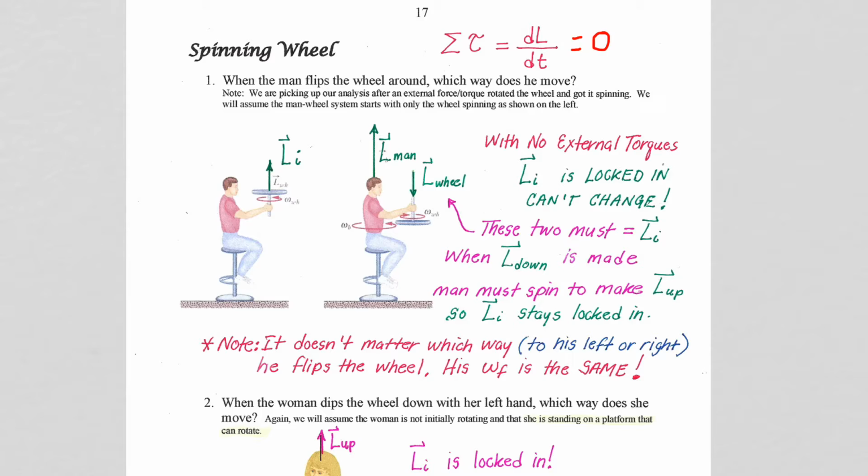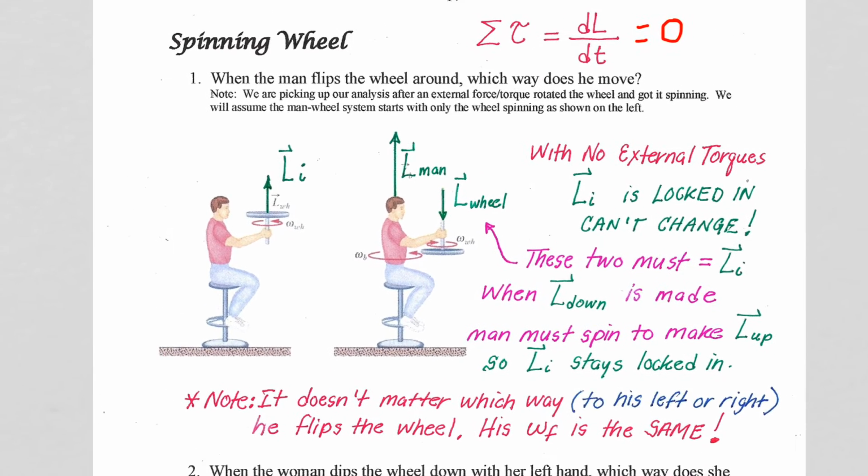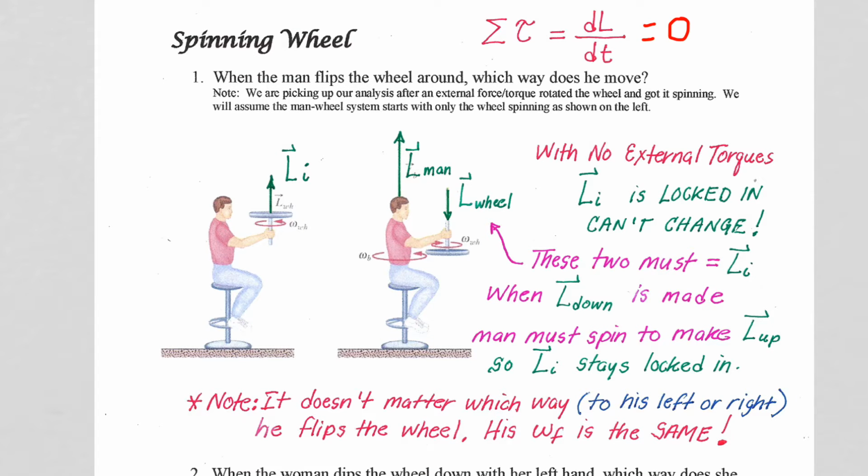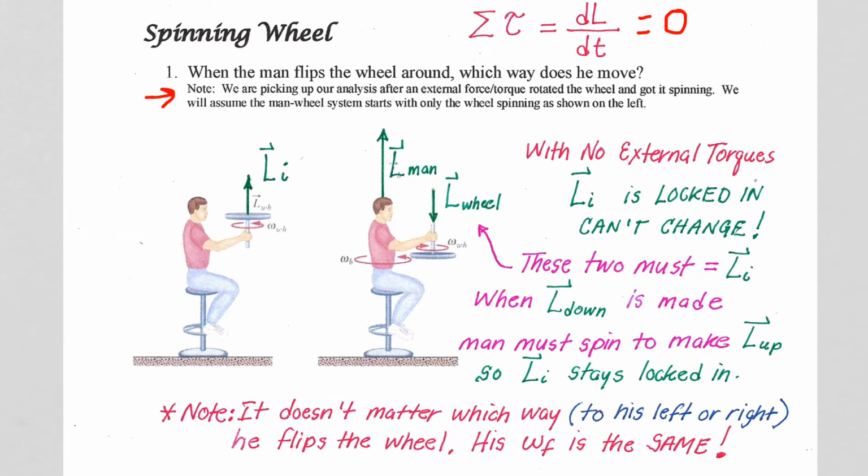Now, we are limiting our analysis window a little bit because clearly we would need an external torque to get the wheel started. So what we are considering, as it says here in the notation, is that we're picking up our analysis after an external force and torque has rotated the wheel, so that the man in this case, sitting on the stool that is free to spin, is just holding on to the wheel. So the wheel is spinning, but he is not spinning. The only angular momentum in the system is the angular momentum up.